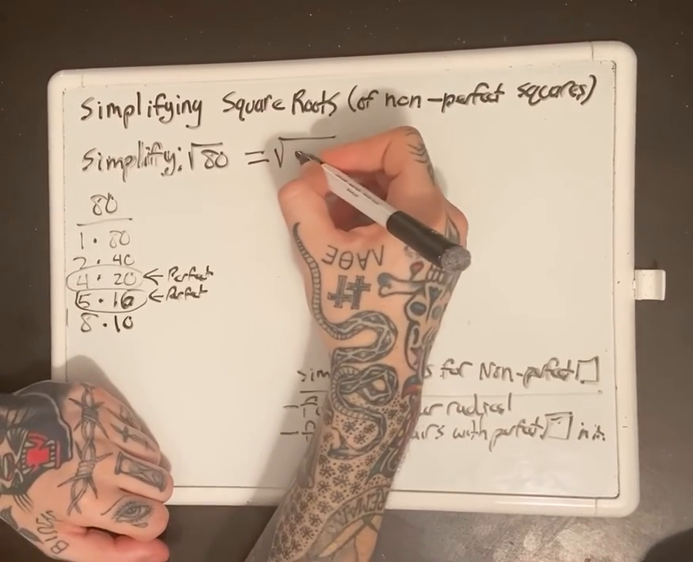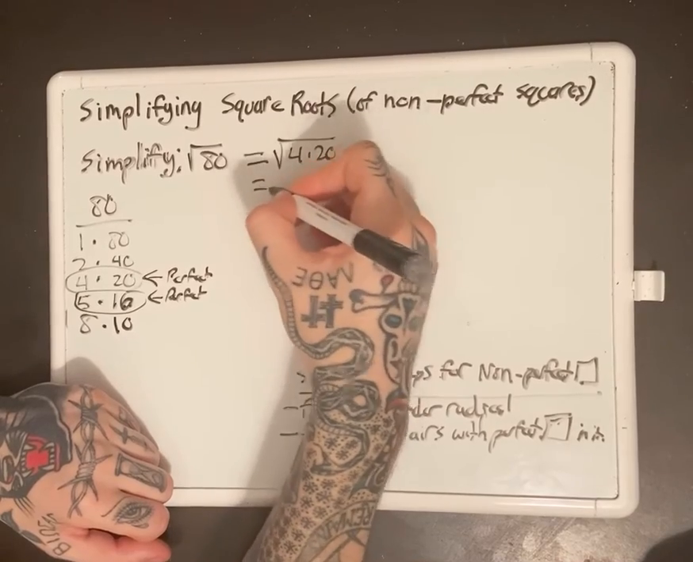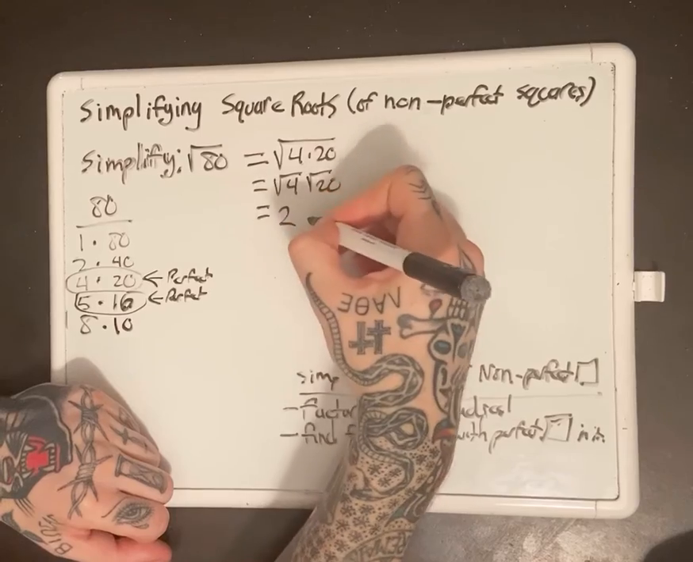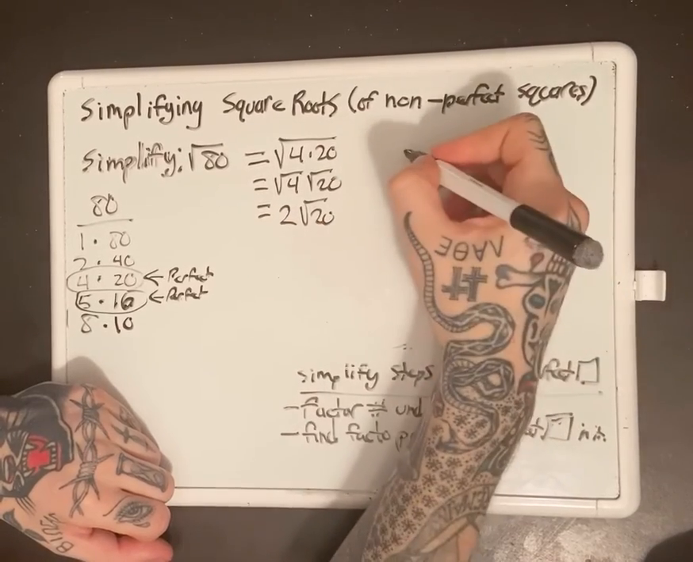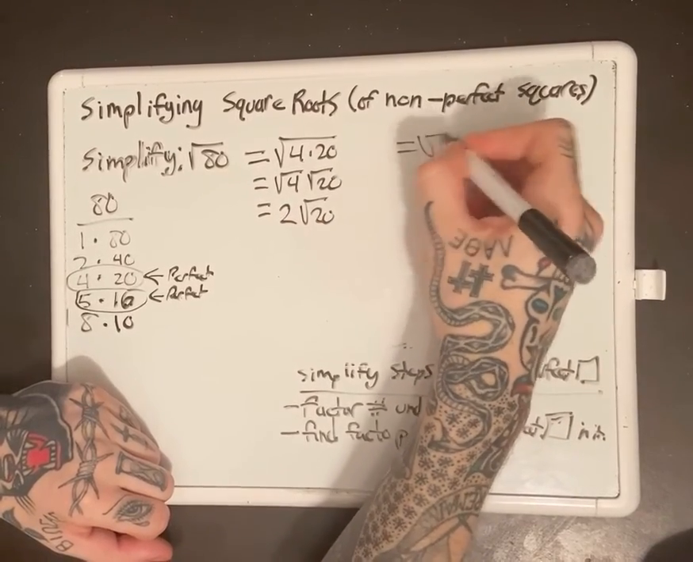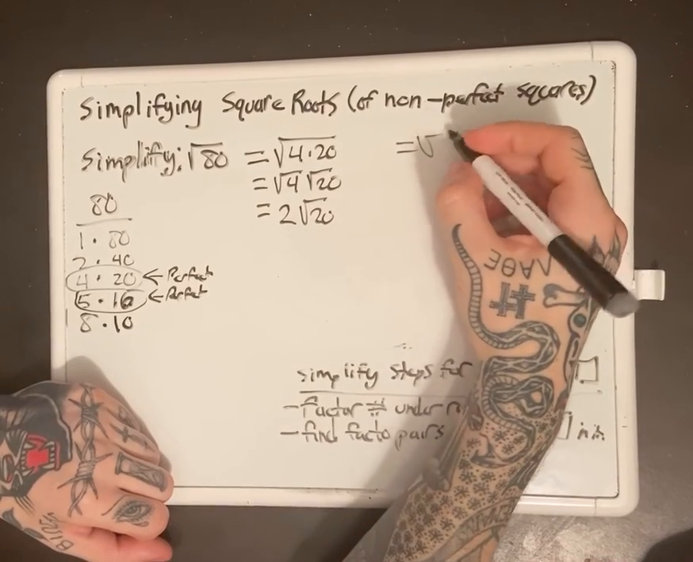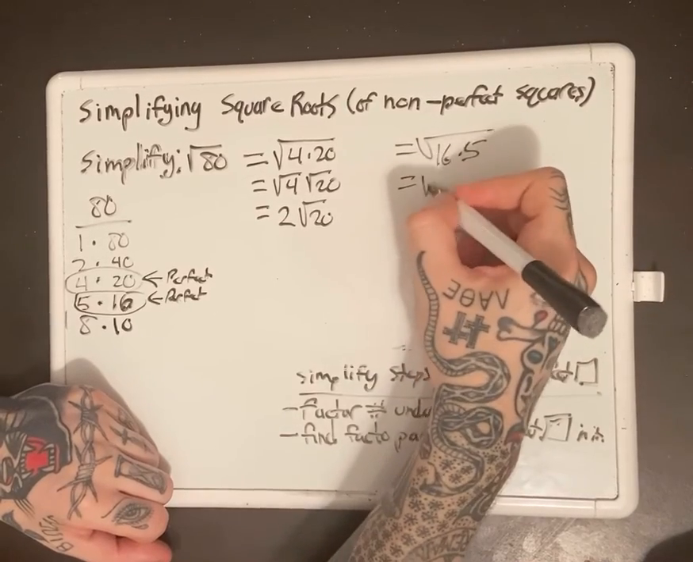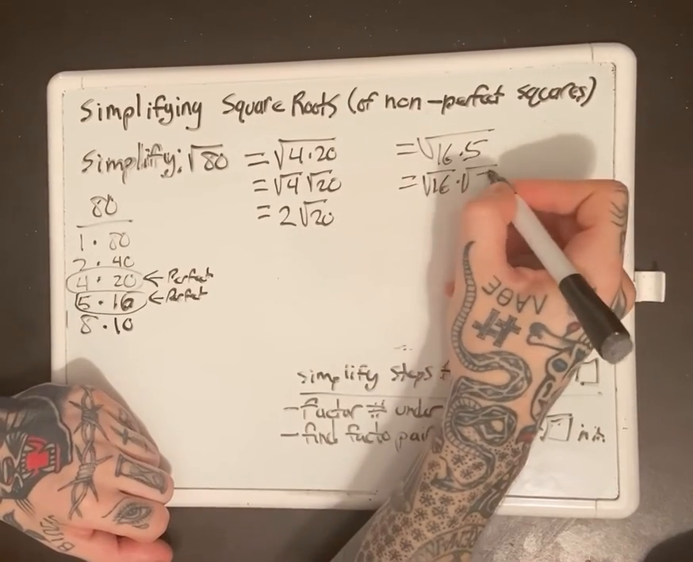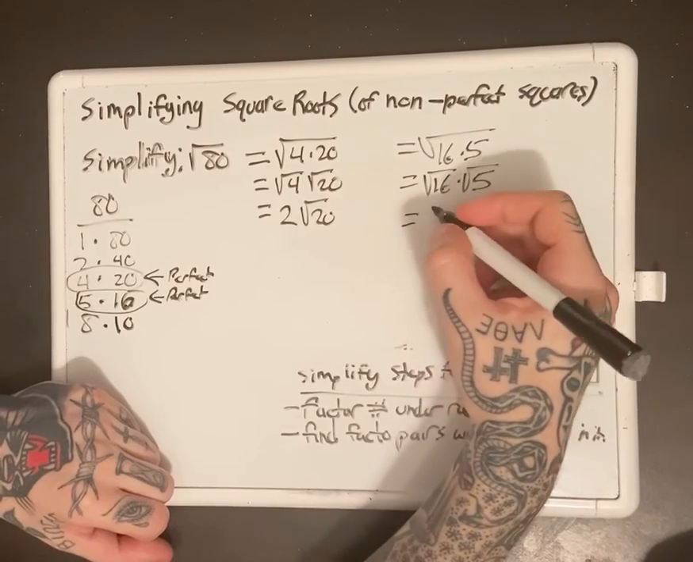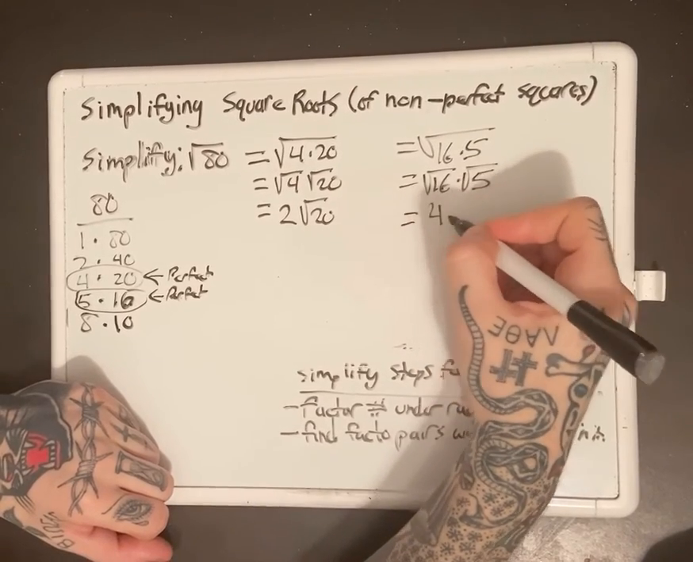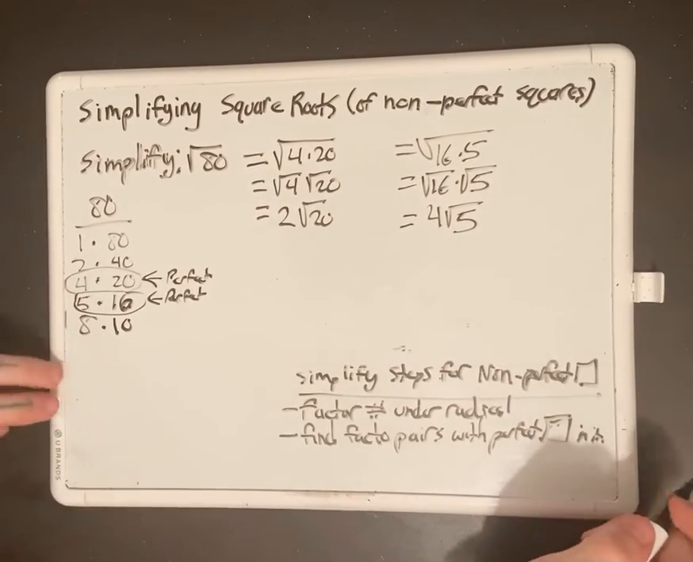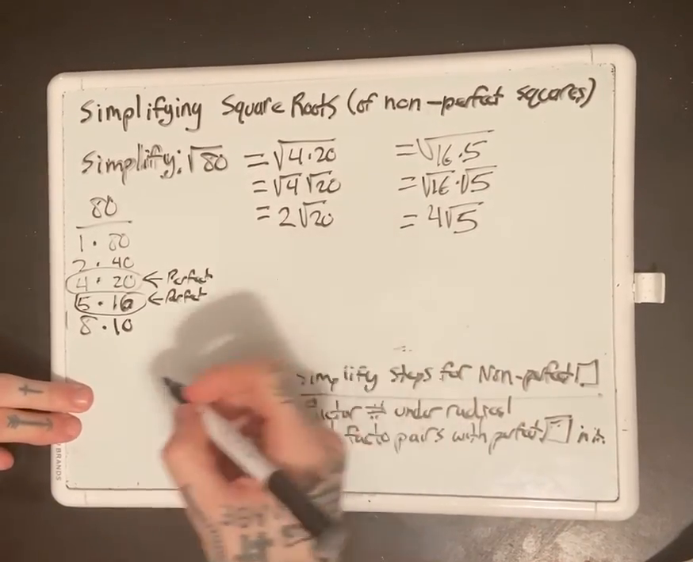So we're going to break that up to 4 times 20. That's going to break up to square root 4 times square root 20. And then we're going to get 2 square root 20. Now let's see if we got the same thing by breaking it up into 16 and 5. So we'll get square root of 16, square root of 5. Square root of 16 is 4. So we're going to get 4 square root of 5, but here we got 2 square root 20. So what's the difference?